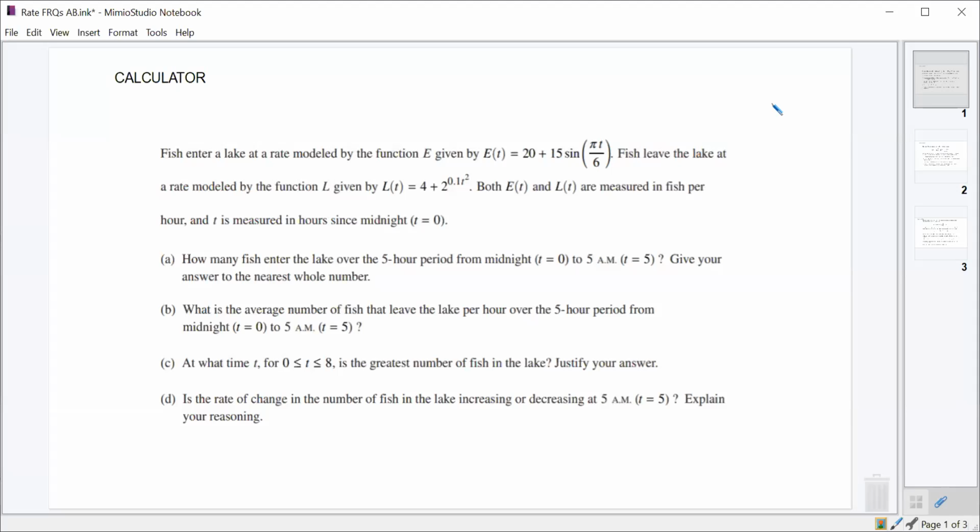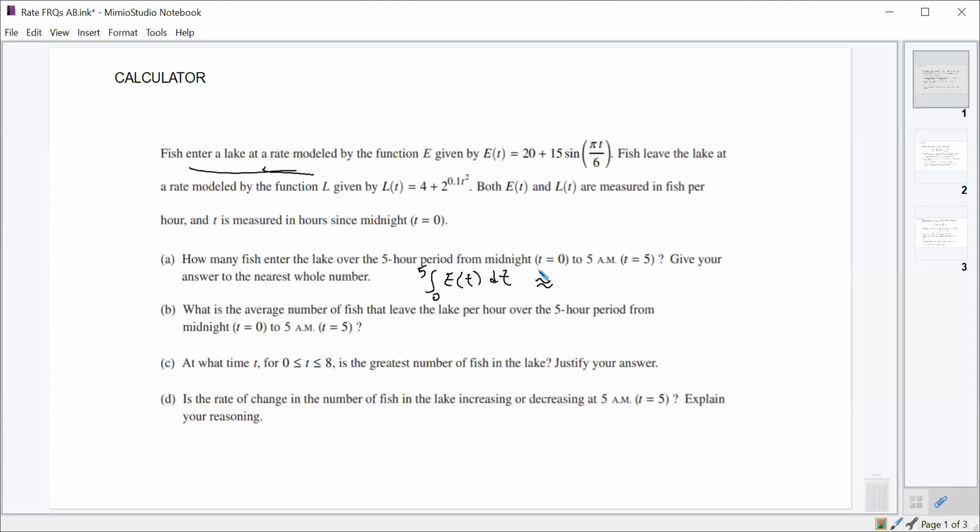So we got a calculator question from 2019 here. Part A asks us how many fish enter the lake in this 5-hour time period, and we want a nearest whole number. And we're given a function that models the rate at which they enter, E of t. So if we're given a rate at which they enter and we want to know how many enter, that should just be an integral from 0 to 5 of E of t dt.